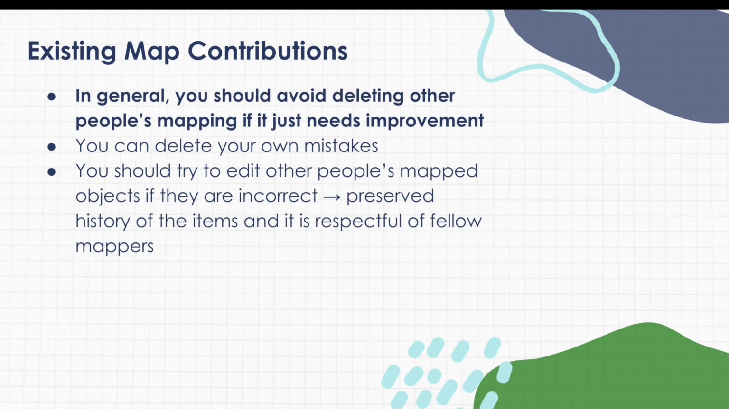In general, you should avoid deleting other people's mapping if it just needs improvement. You can delete your own mistakes, but you should try to just edit other people's mapped objects if they are incorrect. Everything you map in OSM has a history attached to it. So by flat out deleting a mapped object, you're deleting all of the history of who mapped that and when. So you should always aim to just edit what is already there because it preserves the history of the items in the OSM database and is respectful of fellow mappers. If you really feel that something should be deleted, consider asking the original mapper.